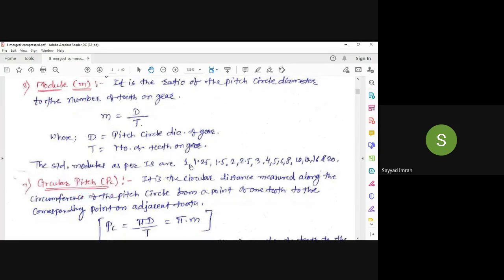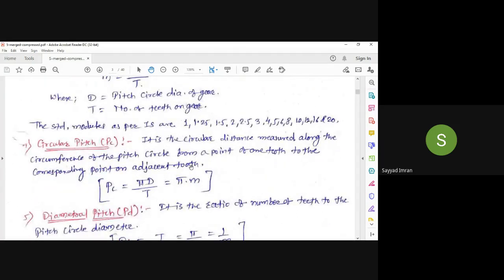Okay. Next is circular pitch. Circular pitch is denoted by letter Pc, capital P suffix small c. It is the circular distance measured along the circumference of the pitch circle from a point of one tooth to the corresponding point on adjacent tooth. I repeat, it is the circular distance measured along the circumference of the pitch circle from a point of one tooth to the corresponding point on adjacent tooth.